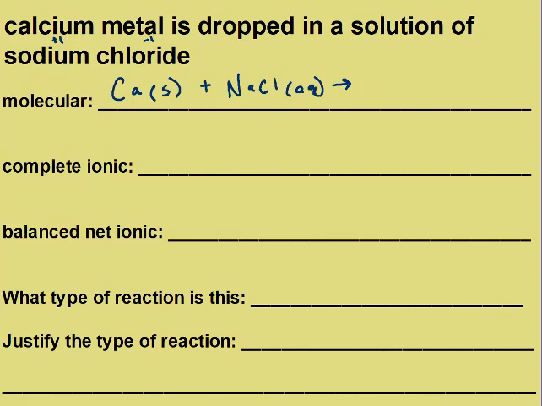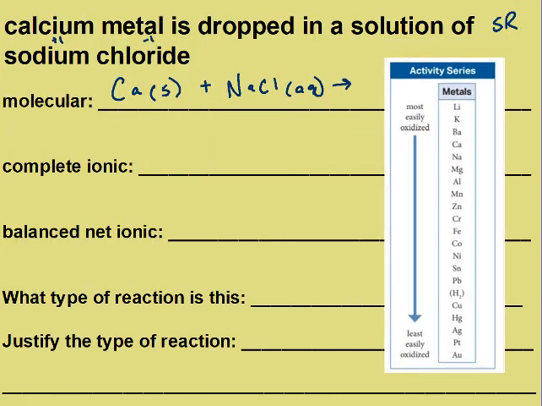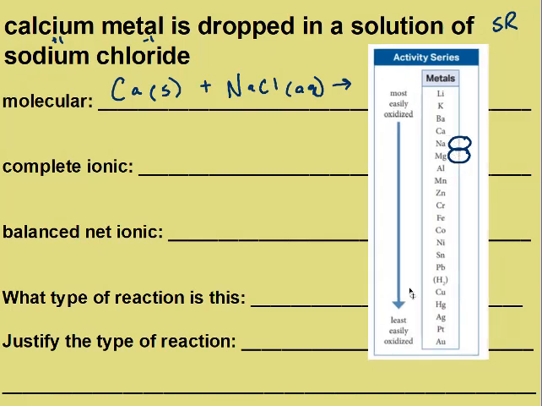Next, we figure out what type of reaction this is. We have an element and a compound, so this is going to be a single replacement reaction. And since it's single replacement, we should be checking our activity series. There's calcium, there's sodium. Calcium is above sodium, so this reaction should go.